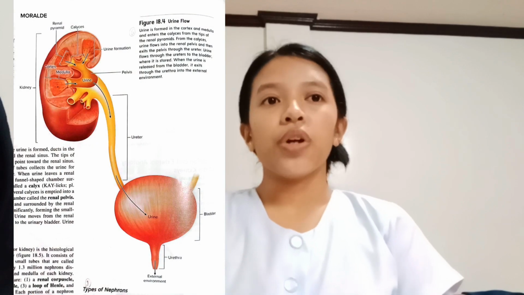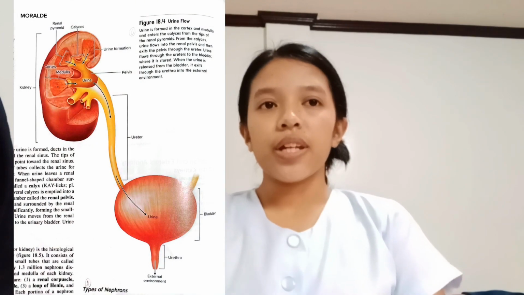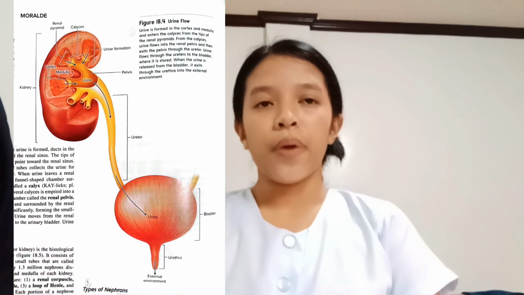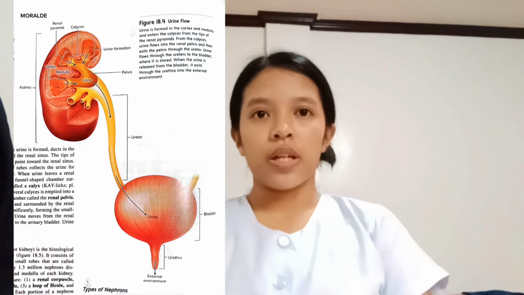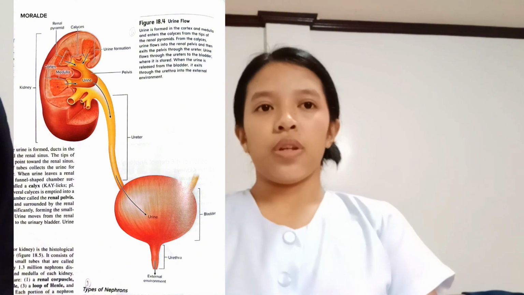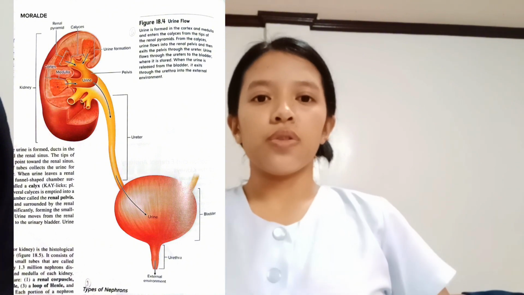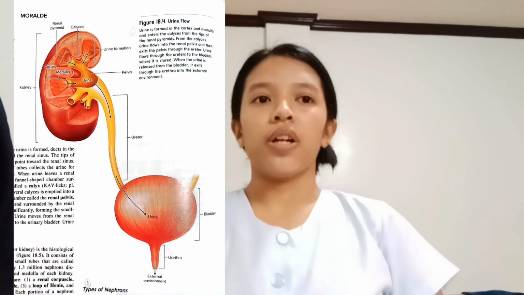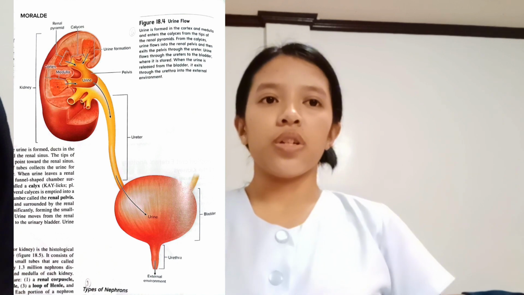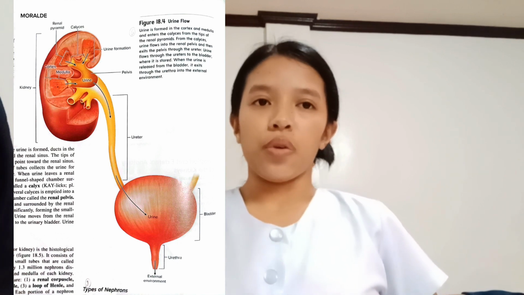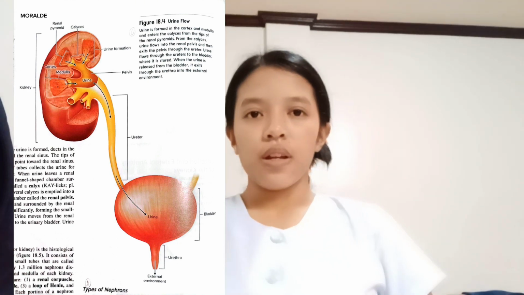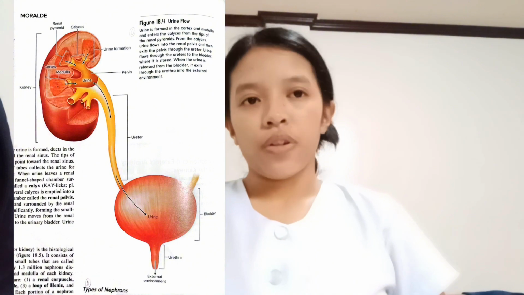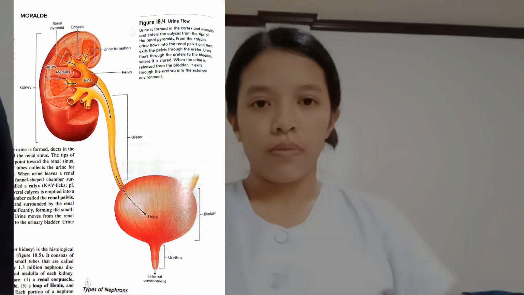Urine is formed in the cortex and medulla, and enters the calyces from the tips of the renal pyramids. From the calyces, urine flows into the renal pelvis and then exits the pelvis through the ureter. Urine flows through the ureter to the bladder, where it is stored. When the urine is released from the bladder, it exits through the urethra into the external environment.